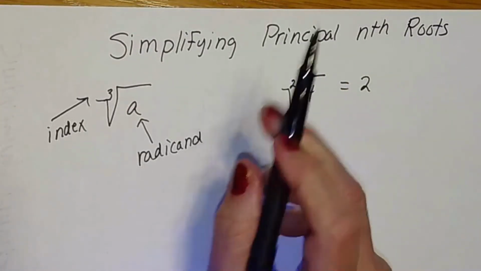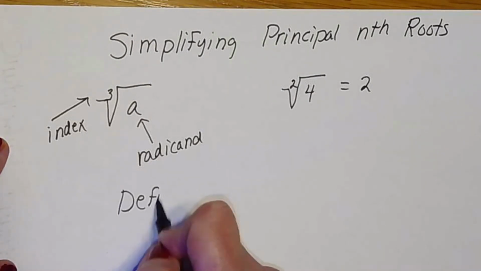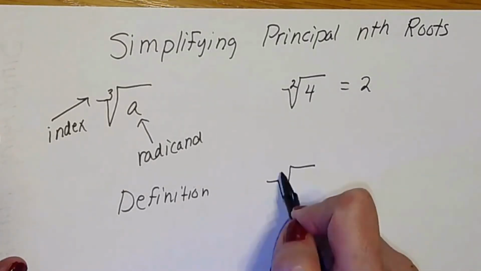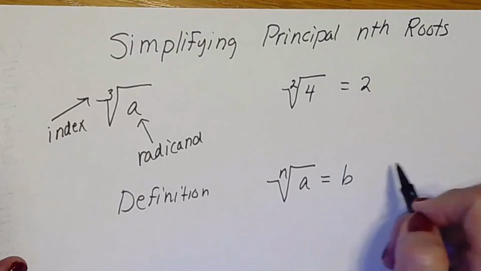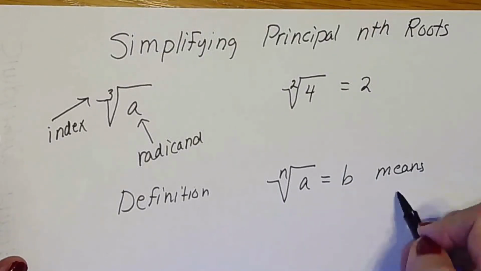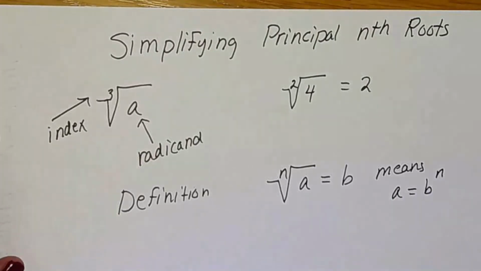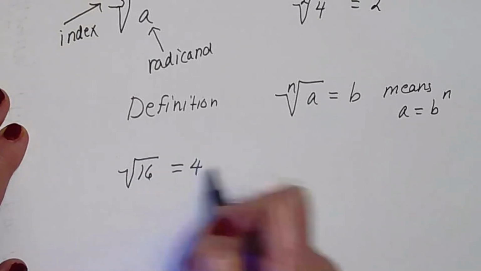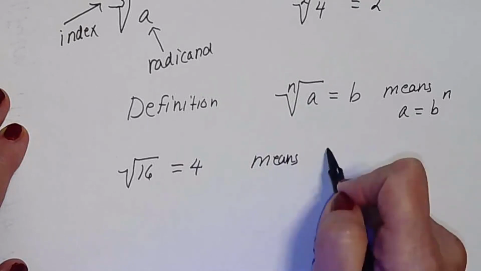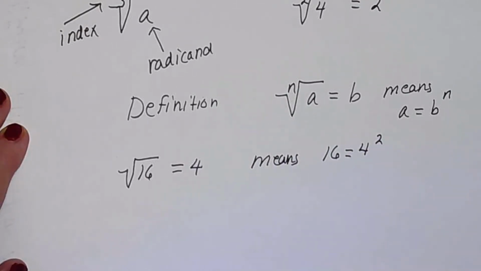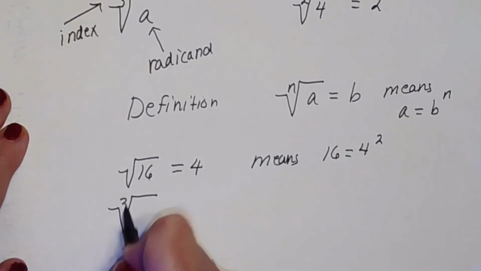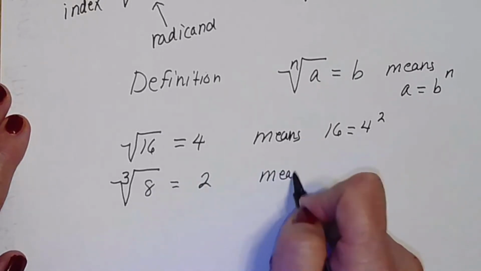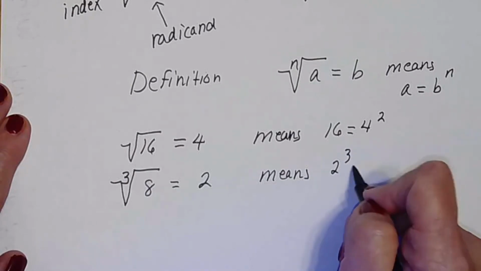Now the definition of the principal nth root is: the nth root of a is equal to b, which means that a is equal to b raised to the nth power. So I know that the square root of 16 is equal to 4, which means that 16 is equal to 4 squared. And I know that the cube root of 8 is equal to 2, which means that 2 to the third power is equal to 8.